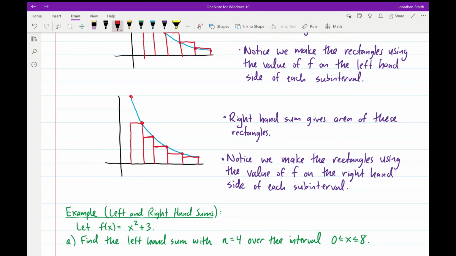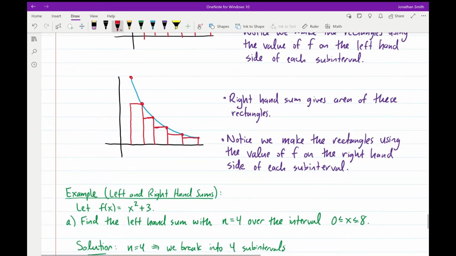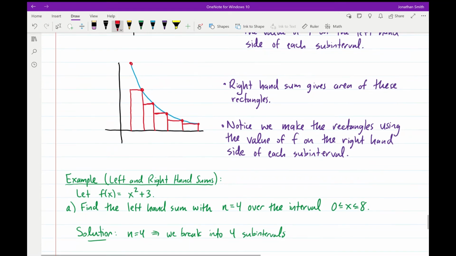This time we draw rectangles, but the height of each rectangle is determined by the value of the function on the right-hand side of each of the subintervals. And the right-hand sum gives the area of these rectangles that I have drawn here, the area of each one added together. That's equal to the right-hand sum.